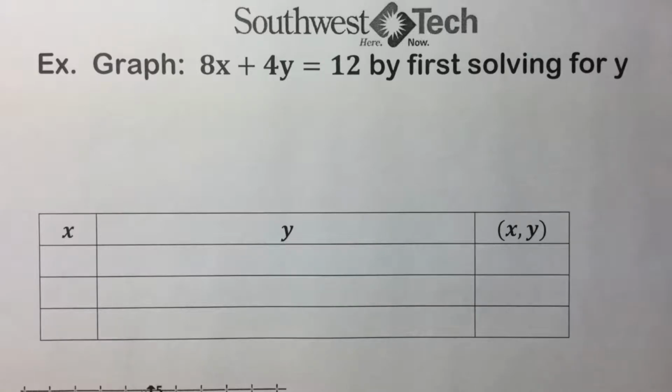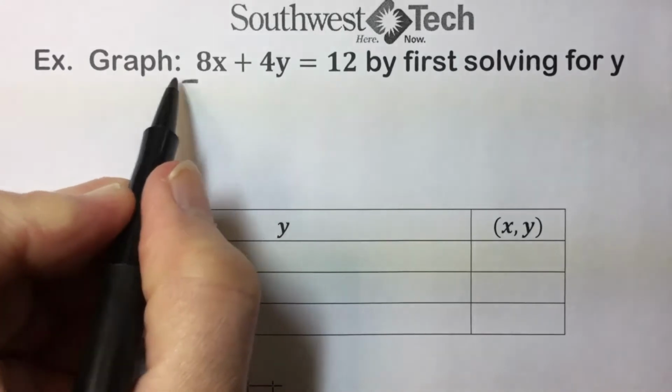In this example, we are to graph 8x plus 4y equals 12. It is in the form of ax plus by equals c, which is a linear equation which will graph into a line. They're asking us, though, to first solve for y. We want to get y by itself.